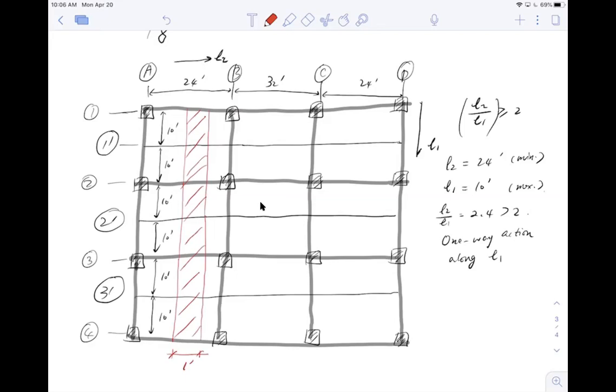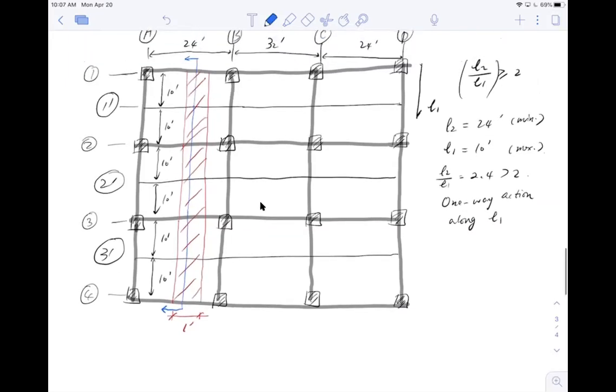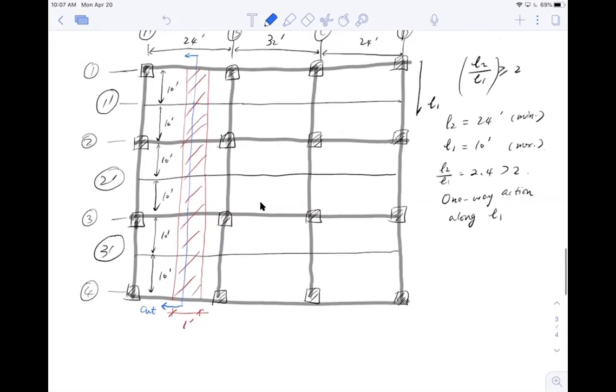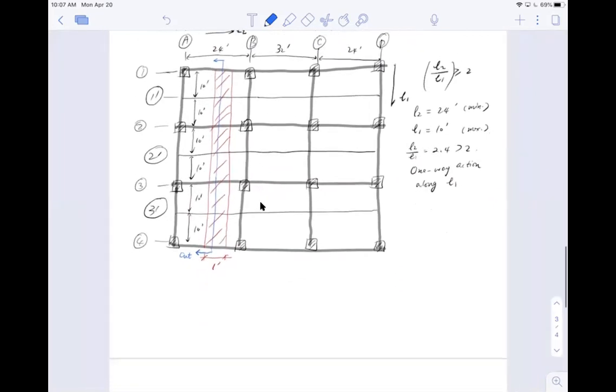I'm gonna use a different color here. I'm gonna do a cut right in the middle of it, and then I'm gonna do this. The arrow here shows which direction I'm looking at the cross section. After I do a cut, what I actually see is this.